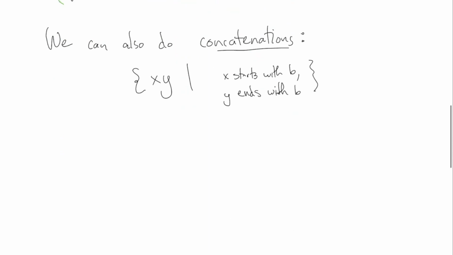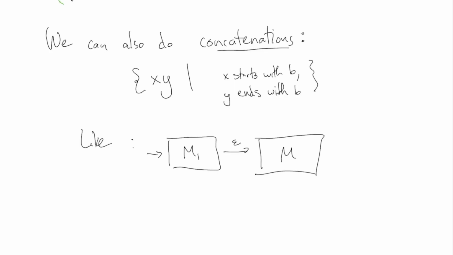So the way to do this, I will draw a schematic first. You have your M1 here, and then you make an epsilon and go into the M2. So that means in order to make it all the way to the accepting state here, you have to first go through the first one and then get to the accepting state in the second one.